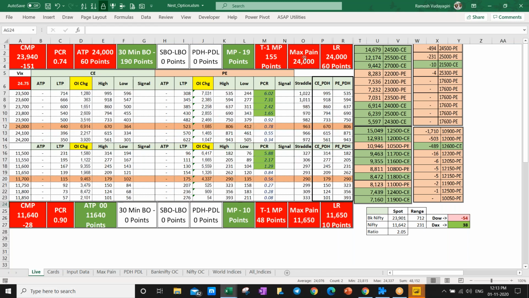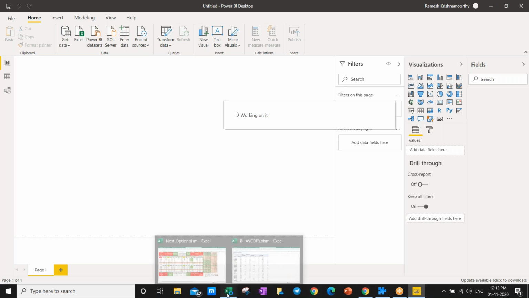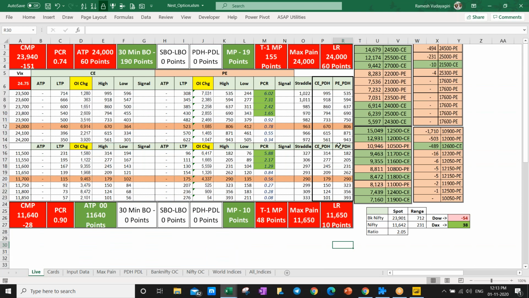Okay, the next point is the max pain. Max pain is the option pain. Option pain is the place, many of them are asking what option pain is. Option pain is nothing but the place at which the options will expire, where the option writers will get maximum profit and the option buyers will lose maximum.